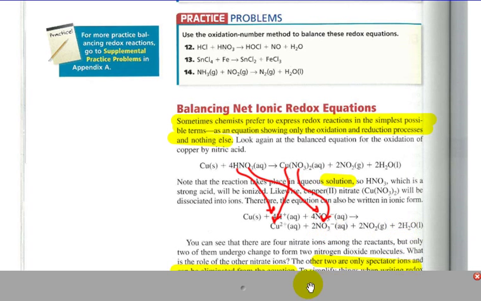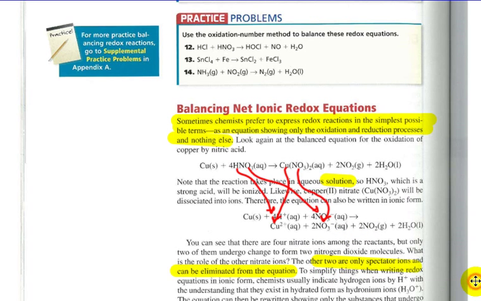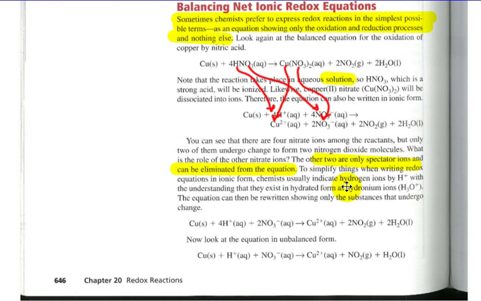Okay, you can see that there are 4 nitrate ions on the left and 2 nitrate ions on the right. So only 2 of them undergo a change to form NO2. So that means the other nitrate ions are spectator ions and can be eliminated. So that we bring back some of Unit 2 into this. To simplify things in writing redox equations in ionic form, chemists usually indicate hydrogen ions by H+, understanding that of course they're the hydronium ion.